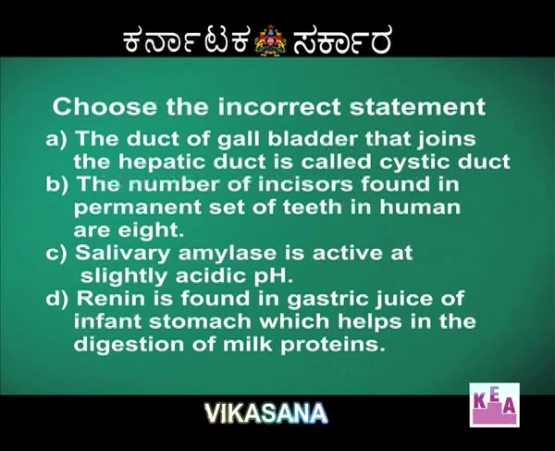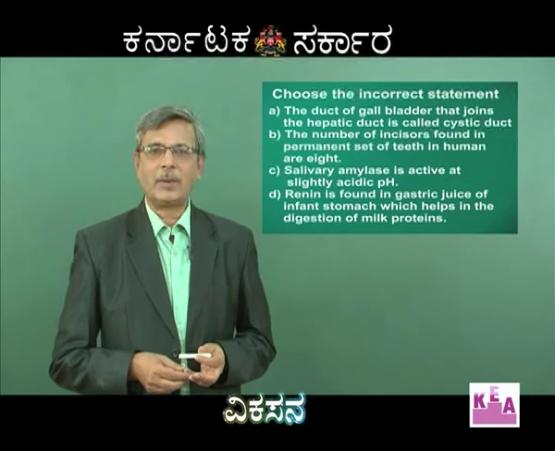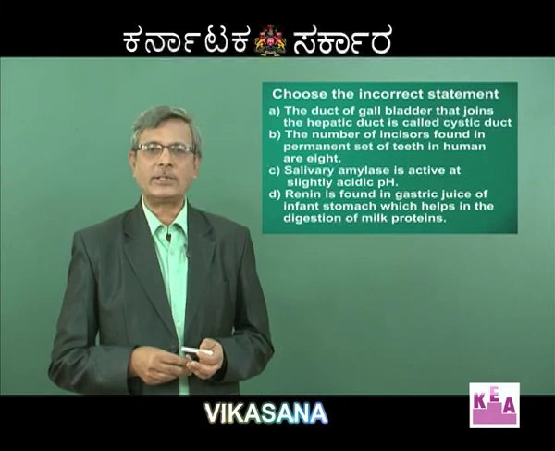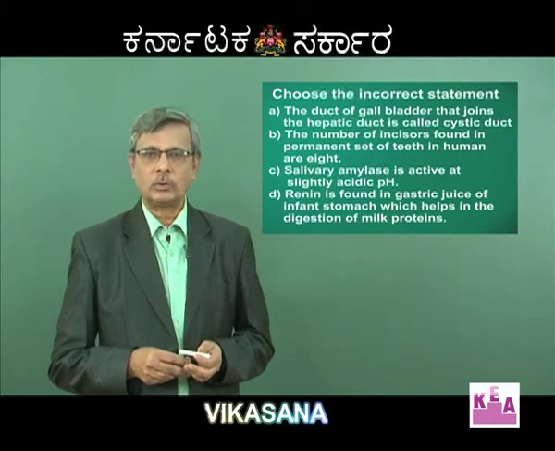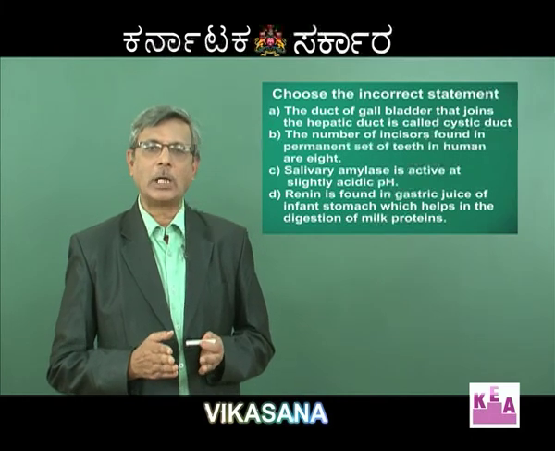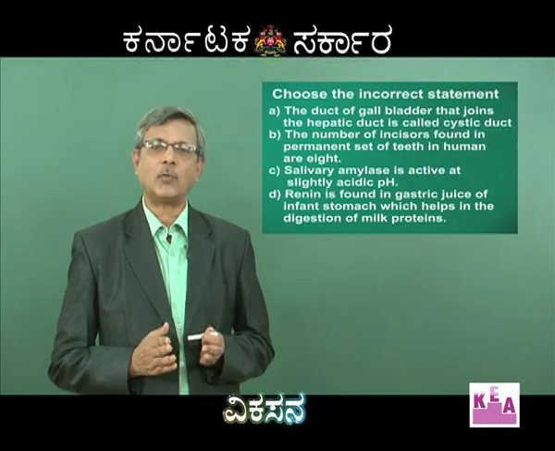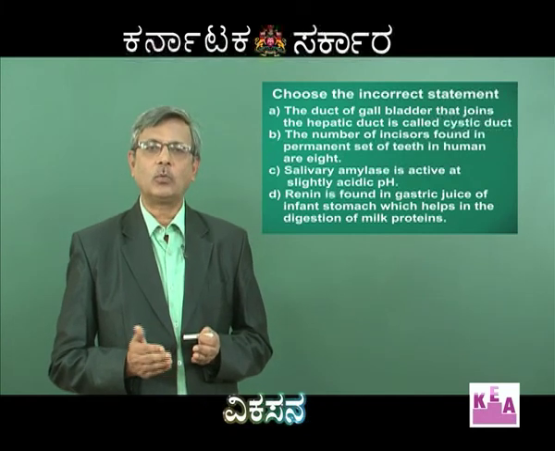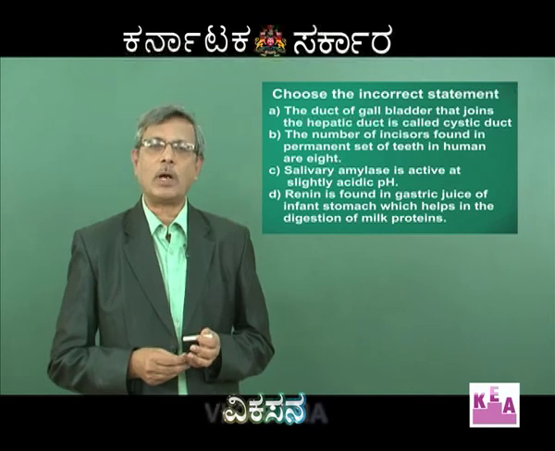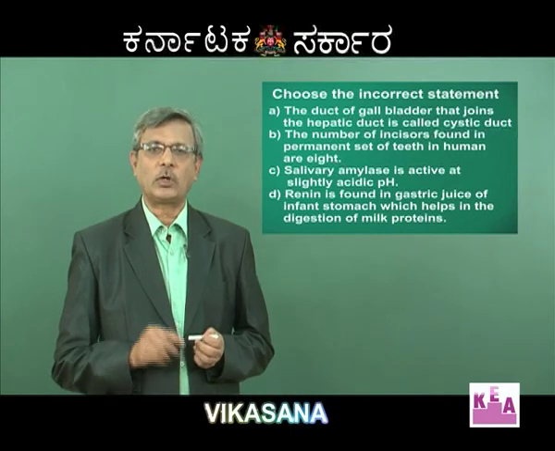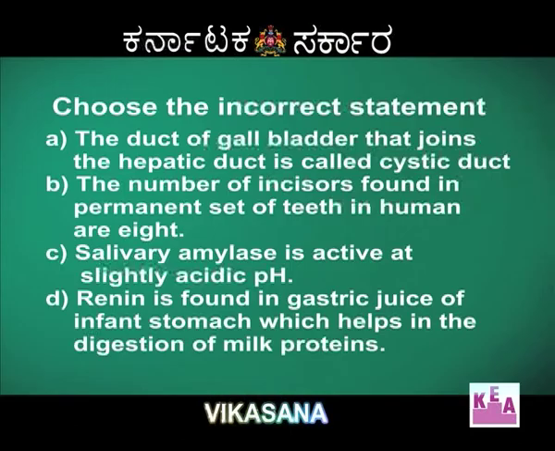The number of incisors found in permanent set of teeth in human are 8. Remember, permanent dentition, incisors 2/2. Remember, dental formula always represents 1/2 of the upper jaw and 1/2 of the lower jaw. 2/2 means it represents 4 into 2, 8. Thereby option 2 is also correct statement, so it is not our answer.